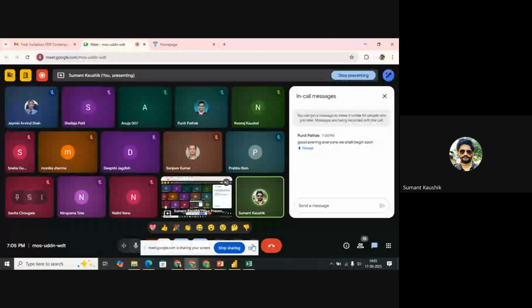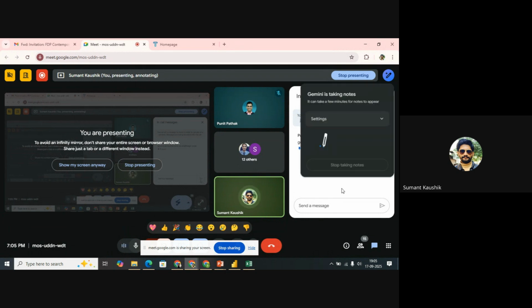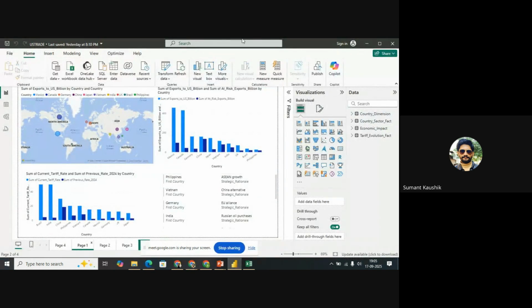I hope now my screen will be visible to all of you. Meanwhile, if anyone faces any issues, just put a message in the chat box so that I can try to correct it if possible. And if you can't follow what I speak or what I show on the screen, just let me know about that. I hope my Power BI screen is visible to everyone.